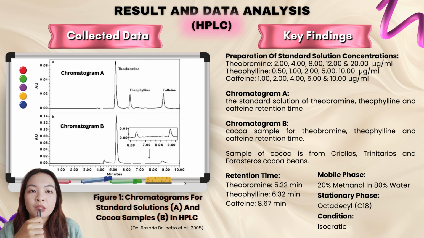Methanol was used in the mobile phase, while octadecyl silane is used in the stationary phase. Based on the figure, chromatogram A refers to the standard solutions, while chromatogram B refers to the sample solutions. Based on figure 1, the retention times for theobromine, theophylline, and caffeine are 5 minutes 22 seconds, 6 minutes 32 seconds, and 8 minutes 67 seconds, respectively.